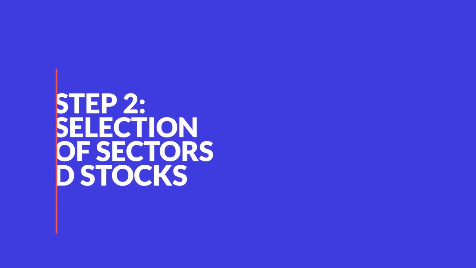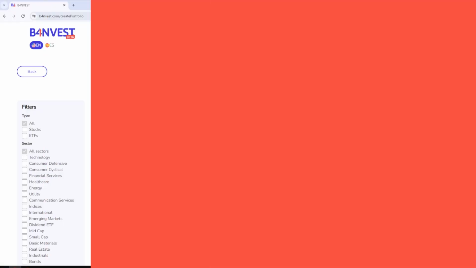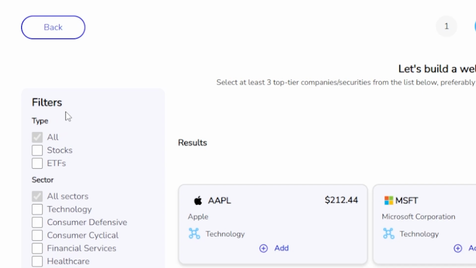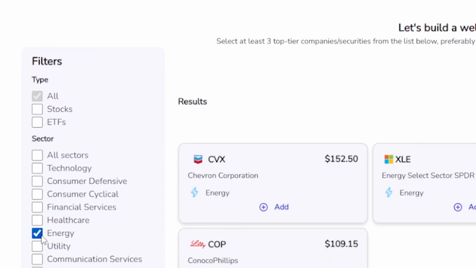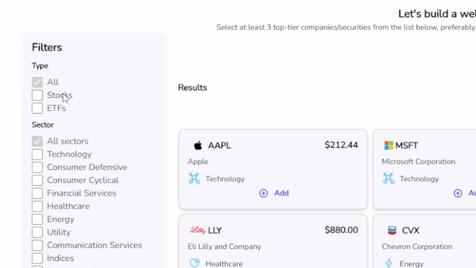Step 2. Selection of sectors and stocks. Once your investment profile is set up, it's time to choose the sectors you want to invest in. To do this, you must configure the filter panel located on the left side of the screen and select by clicking on the corresponding boxes, so the platform shows you all types of stocks or only common stocks, only ETFs, or both. Additionally, you can further filter by economic sector.